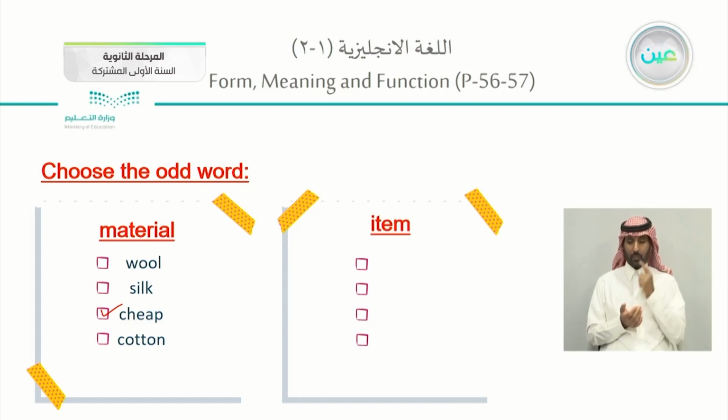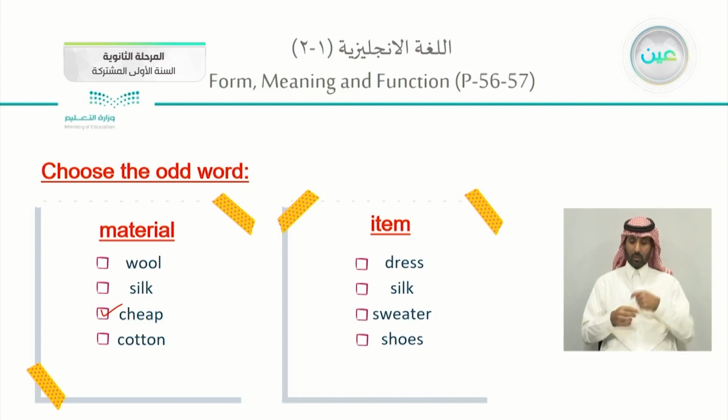How about if I'm speaking about items? Which one is not an item? Dress, silk, sweater, and shoes. Silk is actually a material. It is not an item.